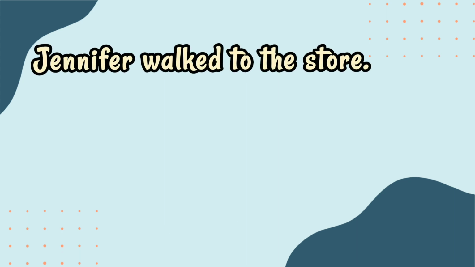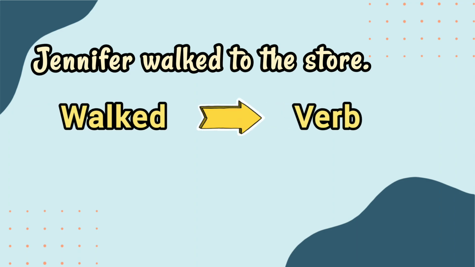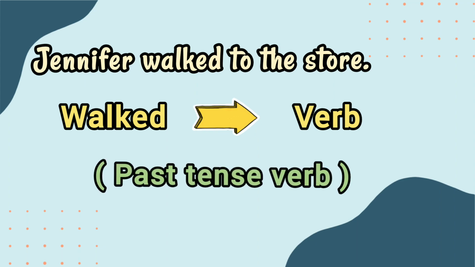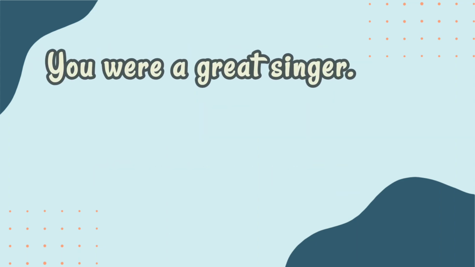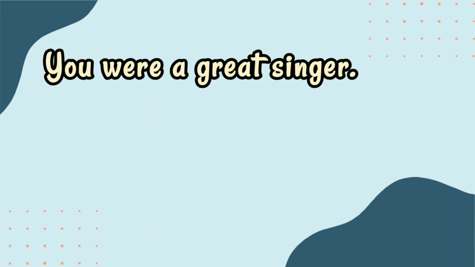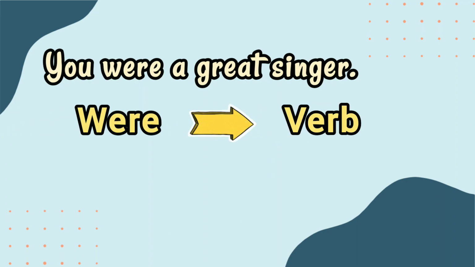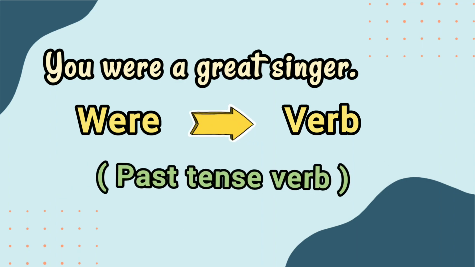Jennifer walked to the store. In this sentence, walked is the verb that shows an action. It happened in the past, so it is a past tense verb. You were a great singer. In this sentence, the verb is were. It shows a state of being that was in the past, so it is a past tense verb.